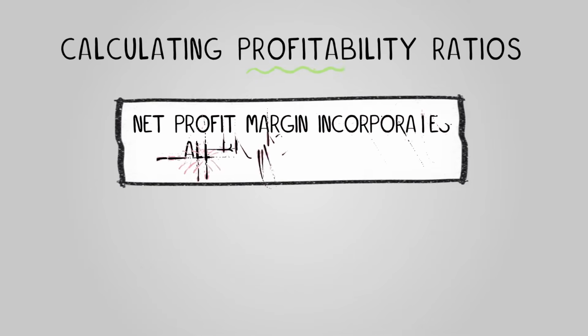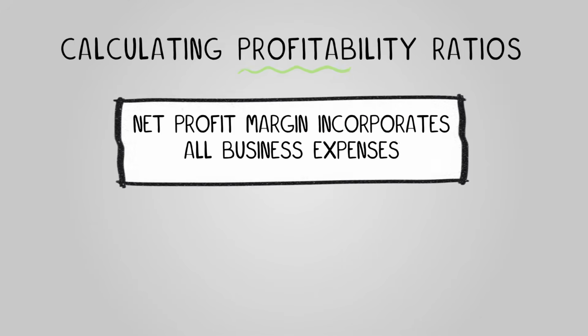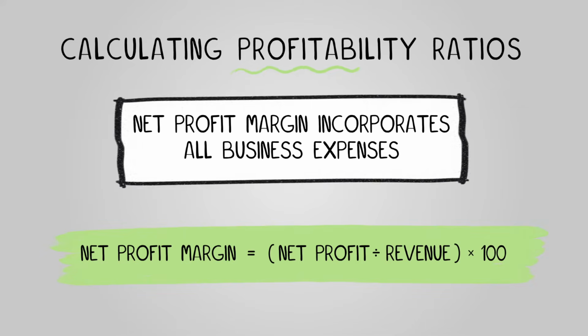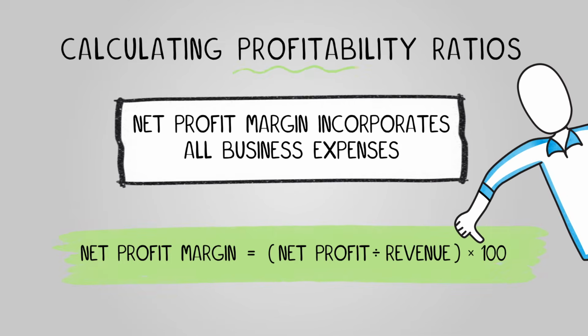Net profit margin incorporates all business expenses, not just production costs. It's calculated as net profit margin equals net profit divided by revenue, multiplied by 100. If the net profit margin is lower than expected, it might be time to scrutinize your operating expenses.